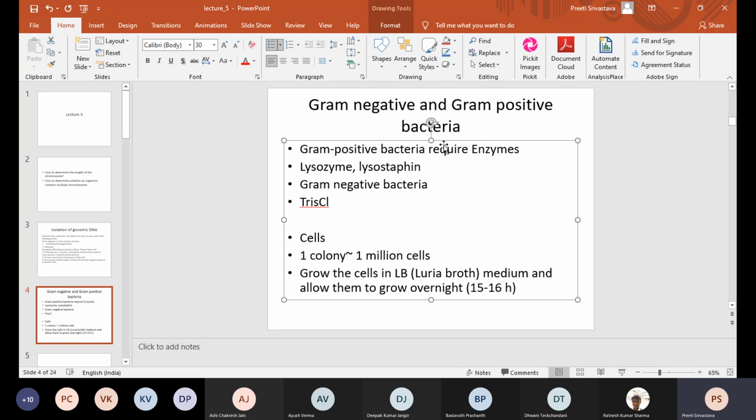So please try to get the concepts. Even if you do not remember the terms, it is fine, but you should get the concepts, like gram positive require enzymes, gram negative do not require enzymes. And what is the doubling time of E. coli? One colony is 1 million cells. These things are very basic. Nobody will again tell you all of these.